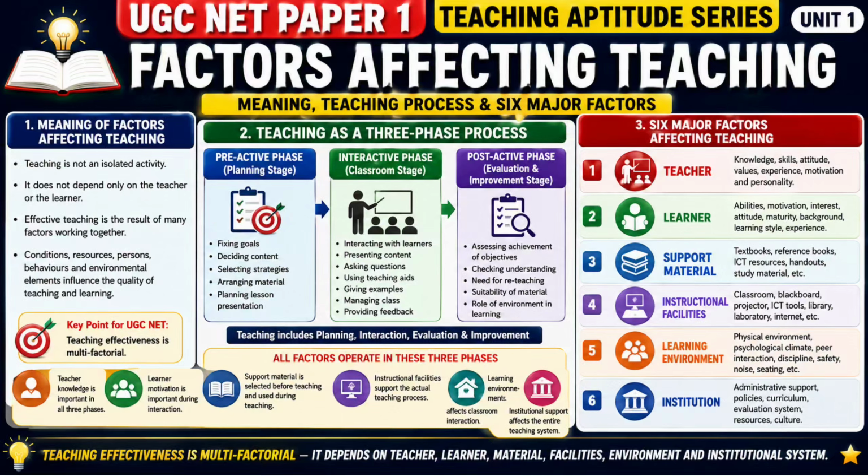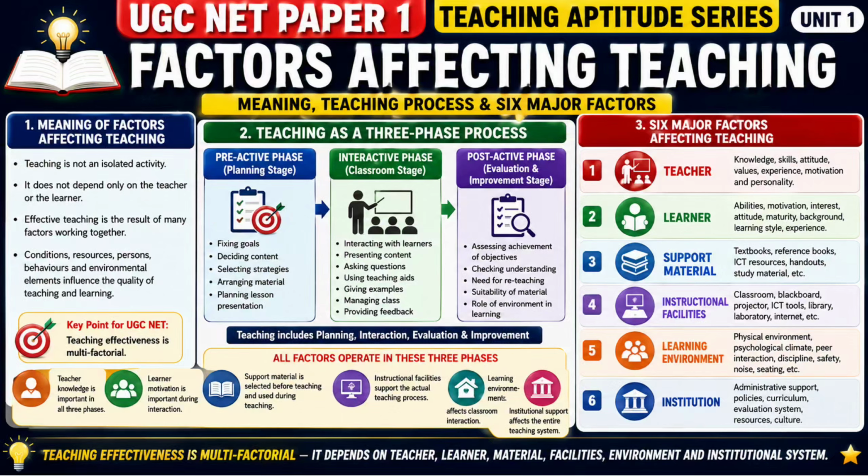Section 3. Teacher-related factors. Now let us discuss the first and most visible factor, the teacher. A teacher is not merely a person who speaks in the classroom. A teacher is a planner, communicator, motivator, evaluator, guide, facilitator, and reflective practitioner. The effectiveness of teaching depends heavily on the teacher's knowledge, skills, attitude, communication, planning, personality, fairness, and ability to understand learners.